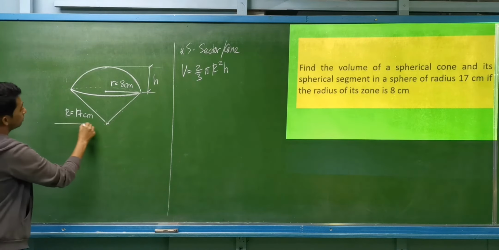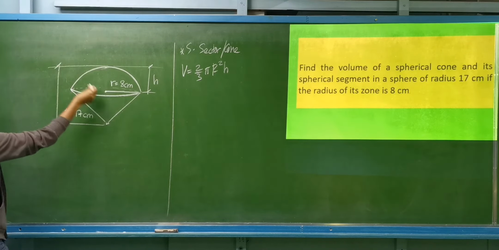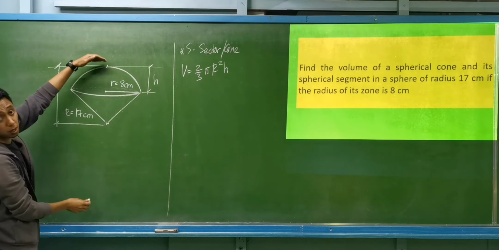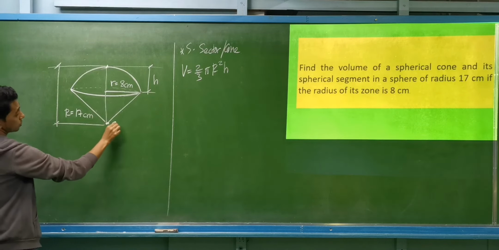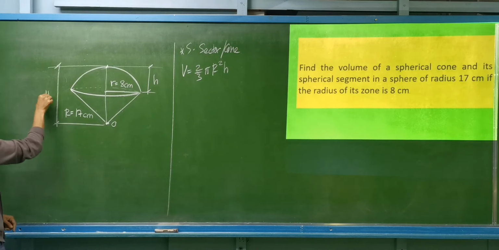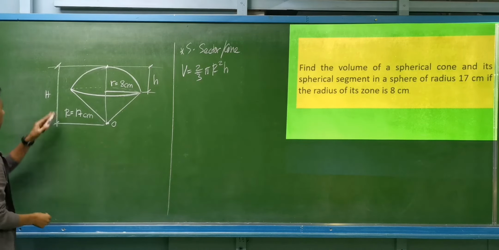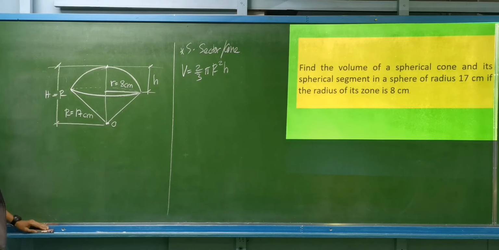But if you are to observe, what is this distance? That is from the point on the surface of the sphere towards the center of the sphere. Let's say this is point O, the center of the sphere. So basically, that is the altitude. But again, for a spherical cone or spherical sector, the altitude is the same as the radius.